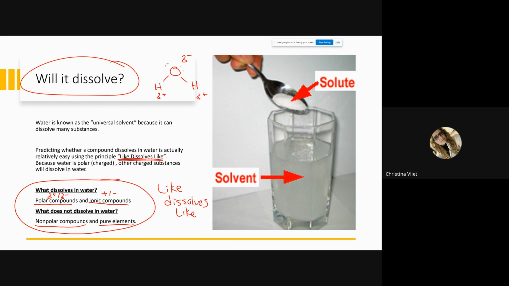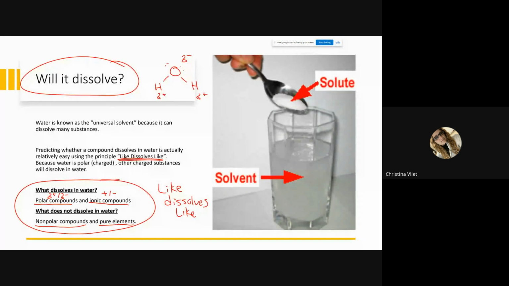Have you put your notes? Give them a little bit more time.